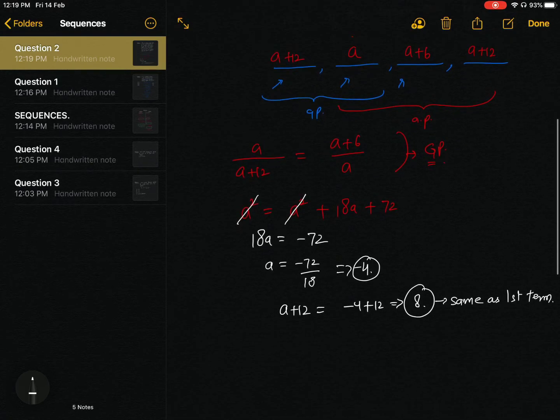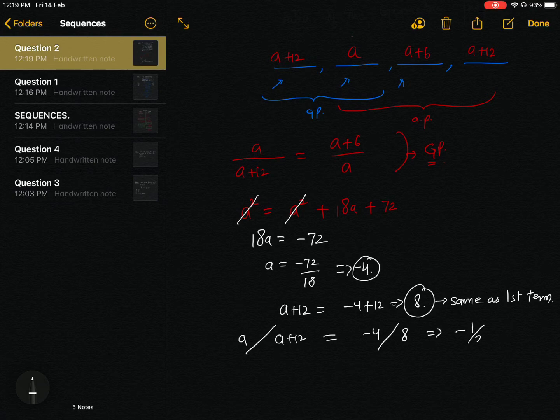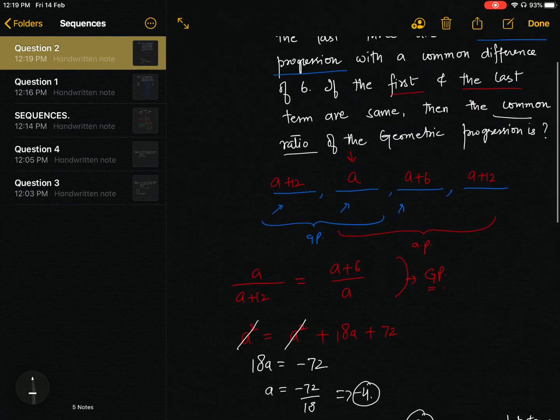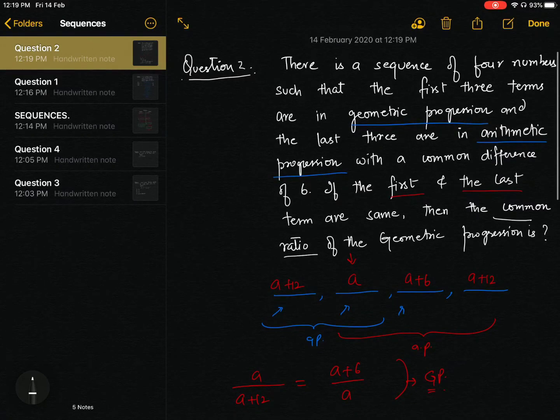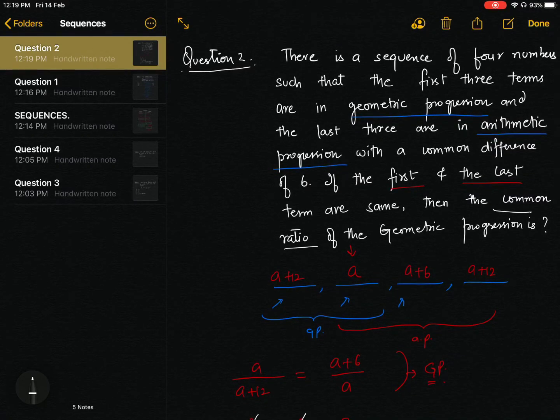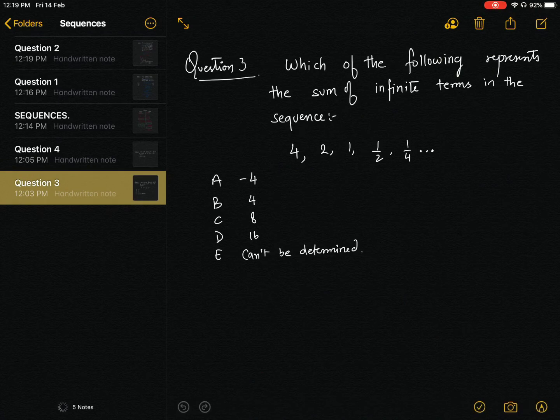In order to get the common ratio, I have a plus 12 and a. I can divide these two and I can get a negative 4 divided by 8. The result will be a negative half, which becomes the common ratio for the GP here. That was not hard, given that you have all the steps clear in your mind and you are good at concepts. Let's move on to question number 3.